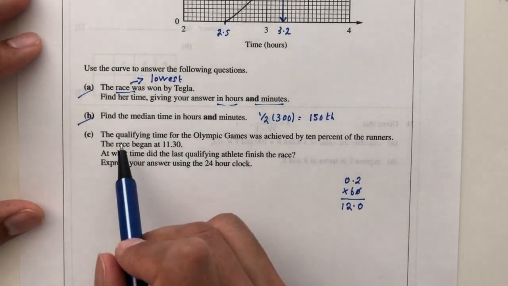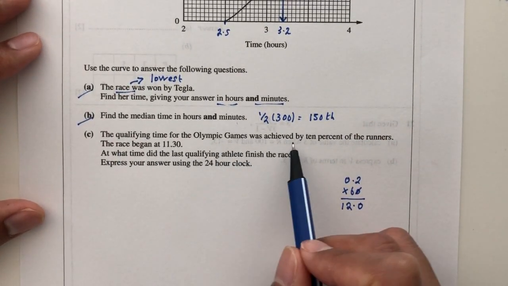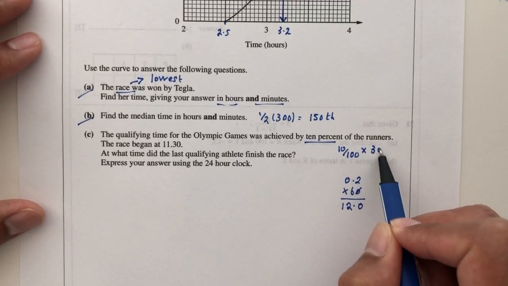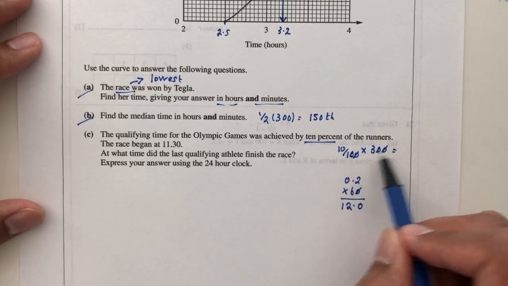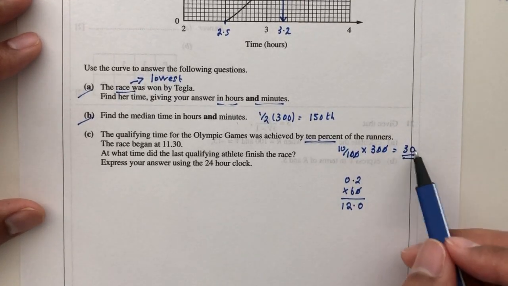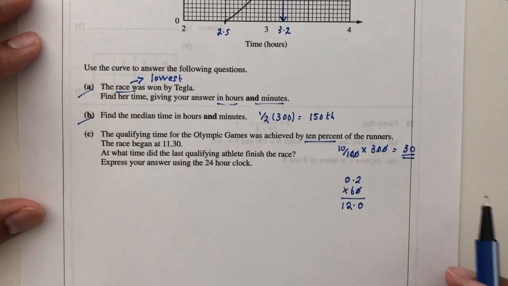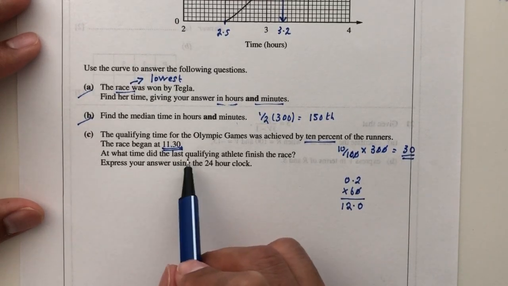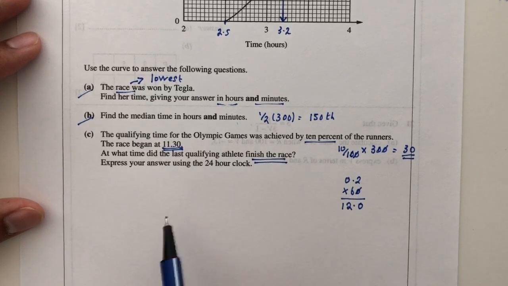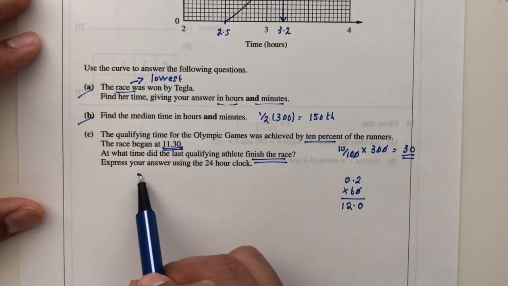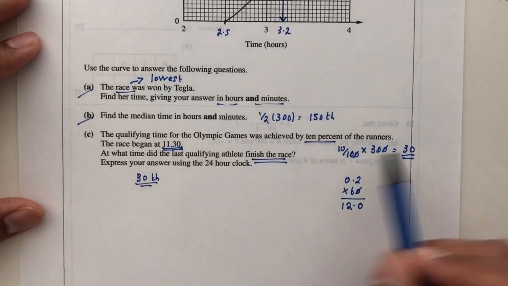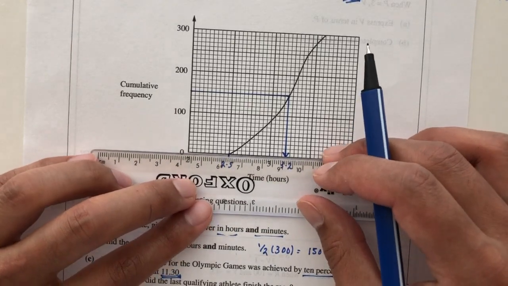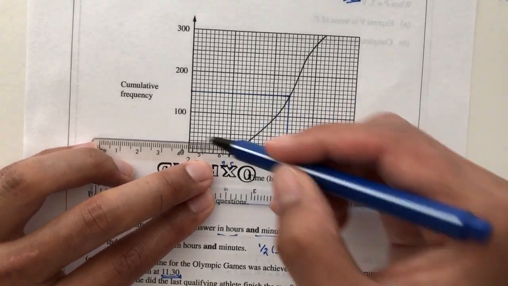Now part C. The qualifying time for the Olympic Games was achieved by 10% of the runners. We have 300 runners, so that will be 30 runners. Only 30 runners were able to qualify for the Olympic Games. The rest began at 11:30. At what time did the last qualifying athlete finish the race? The last qualifying athlete will be the 30th runner, because that was the last one who finished the race in this list. So the 30th runner will be, 10, 20, 30, will be here.